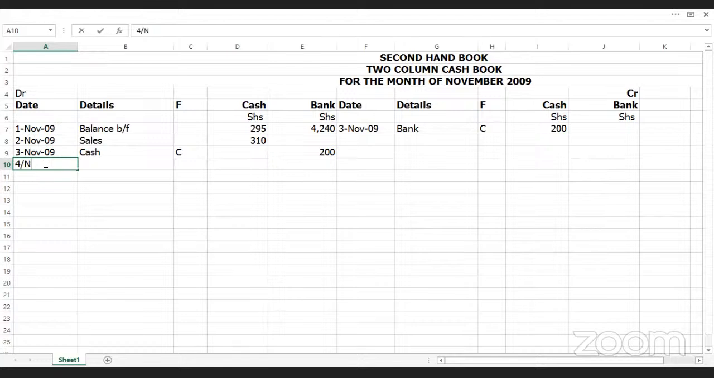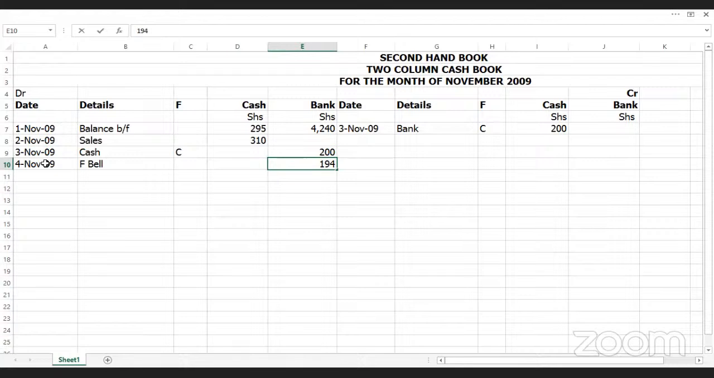November 2009. That is F Bell. By check, how much? 194. So when you see check, then you'll be using the bank column to record those checks. Either a receipt or payment, you'll be using the bank column.